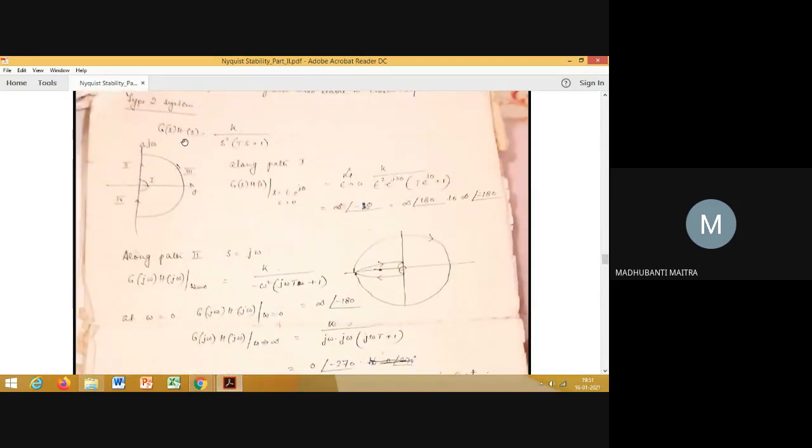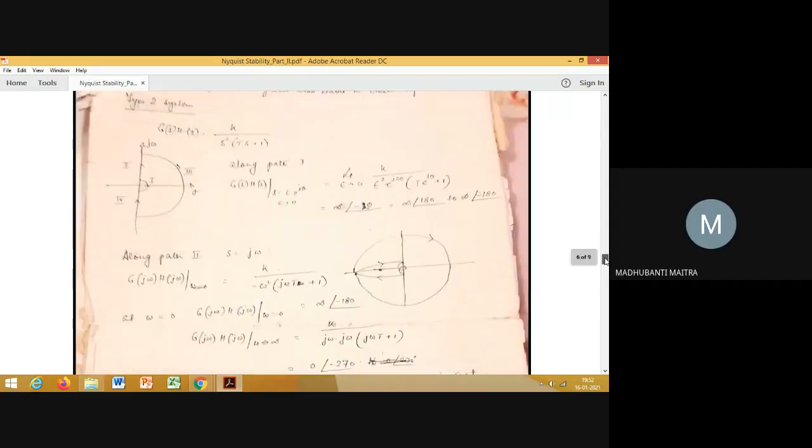So G j omega H j omega will be equal to K by j omega into (j omega T plus 1). That is the sinusoidal open loop transfer function. G j omega H j omega is equal to K by j omega into j omega into (T j omega plus 1), right? So we do have three open loop poles. Let's try to find out the angle contribution of these poles. Because of the presence of two poles on the origin, these two poles will contribute an angle which is minus 180 degree.